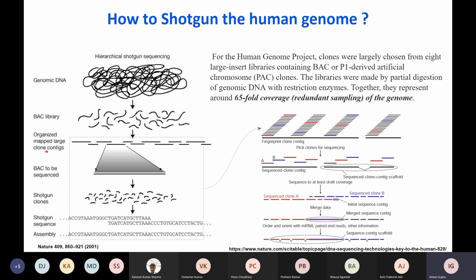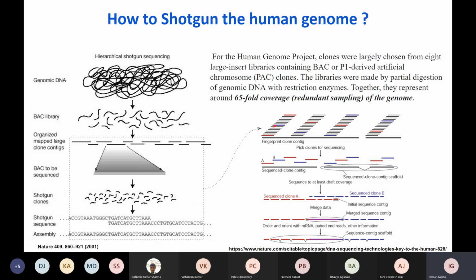You organize the mapped large clone contigs. Based on some physical aspects, you map these contigs into a linear arrangement that represents their original location on the genome. You then give one of these fragments to a lab, which amplified it and made shotgun clones out of it. You get the shotgun sequence, and now you overlap the shotgun sequences and assemble.